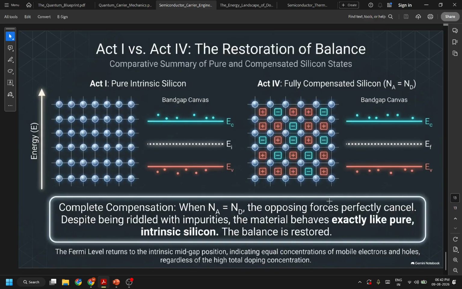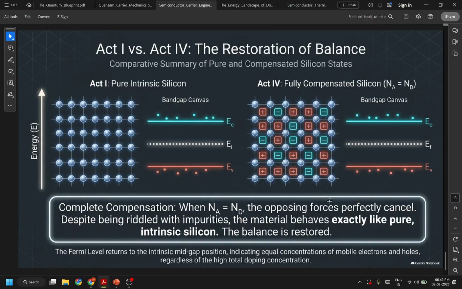So you have pure intrinsic silicon where there are no additional atoms, no doping, everything is silicon. Then you have fully compensated silicon where you have given equal amounts of acceptor doping and donor doping. So the silicon is not pure; it is full of dopants, but the number of acceptor dopants and number of donor dopants are equal, which means Na equals Nd. So the Fermi level does not shift; it stays where it was.